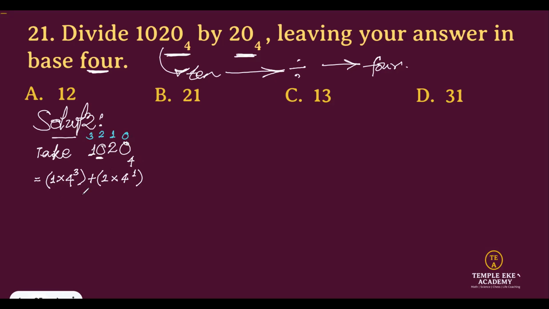So we can evaluate each of these units. And this will give us 4 to the power 3, 4 multiplying itself 3 times, and that will give us 64. 64 multiplied by 1 gives us 64. Plus 4 to the power 1 gives us 4, and 4 multiplied by 2 gives us 8. And finally, this is going to give us 72, of course, in base 10.